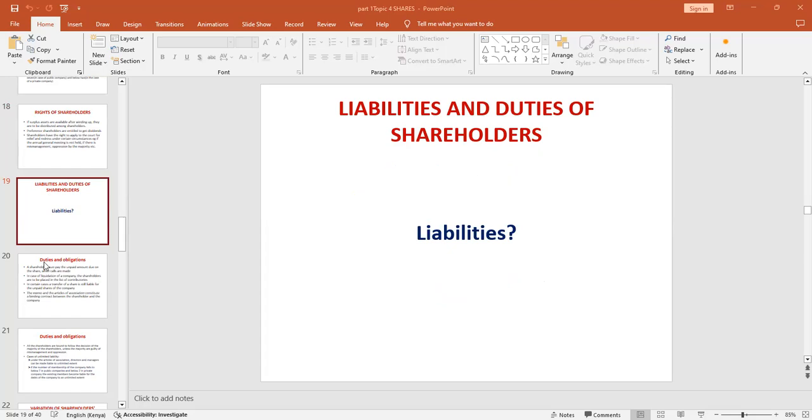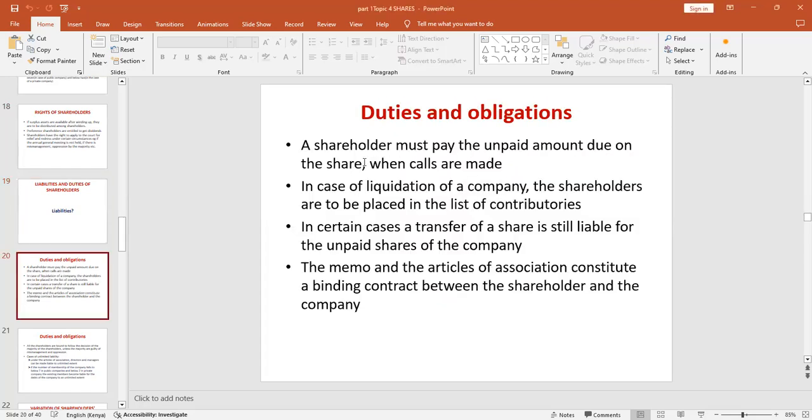And again, as a shareholder, there are these duties, okay, which form part of the liabilities. In case you haven't paid, you have to pay, and there is a call, okay? Now, in case of a liquidation, what is a liquidation? What's a liquidation? When you say a company is being liquidated, what are you talking about?